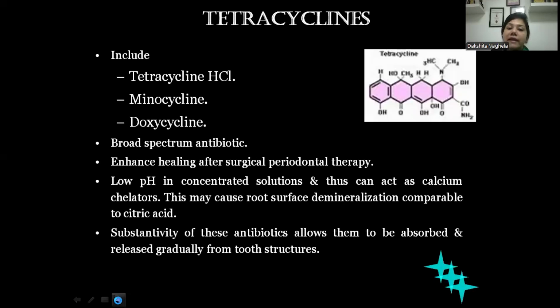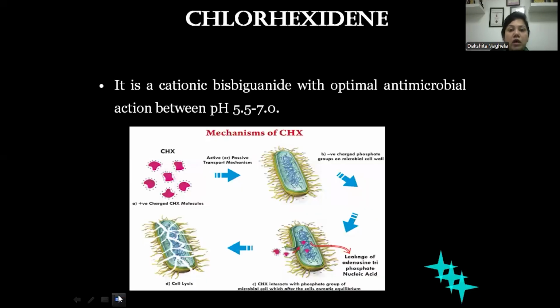There are also other irrigating solutions available in the market, like tetracyclines. There are three types: tetracycline hydrochloride, minocycline, and doxycycline. As you all know, these are antibiotics and therefore have a broad spectrum of action, so they are also used as irrigating solutions in endo. Now we have chlorhexidine, which is a cationic bisbiguanide, and it possesses antimicrobial action.